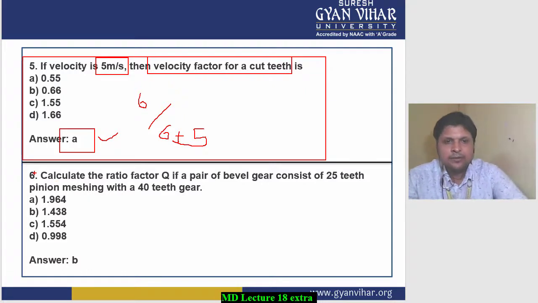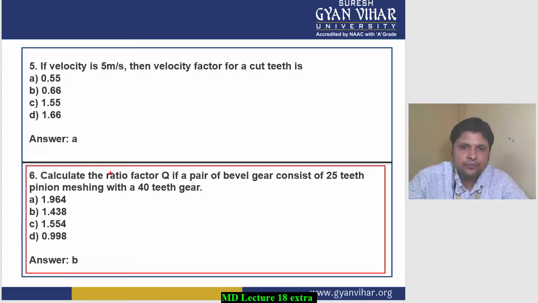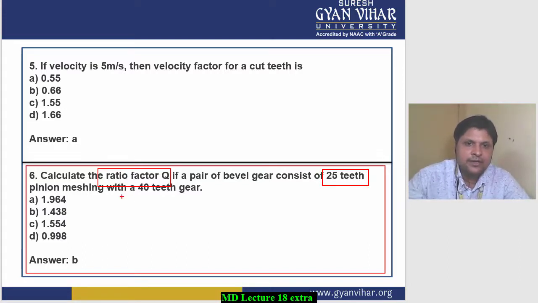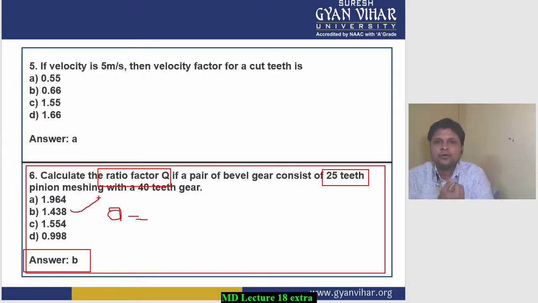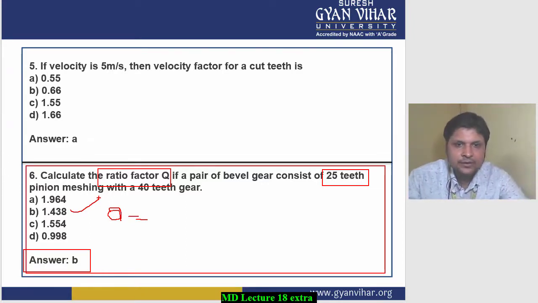Again, coming to the next multiple choice question, MCQ number 6: calculate the ratio factor Q if a pair of bevel gears consists of a 25 teeth pinion matching with a 40 teeth gear. There is a formula for calculating this ratio factor. Use that formula and calculate the value. You will find that B is the correct answer. I have already told you the ratio factor formula in the discussion. The number of teeth in pinion and gear are given to you, so you will find the answer.